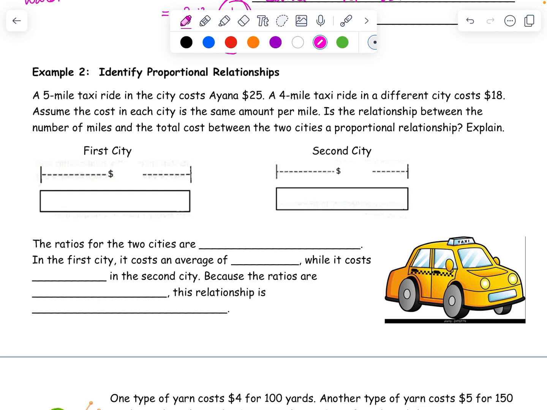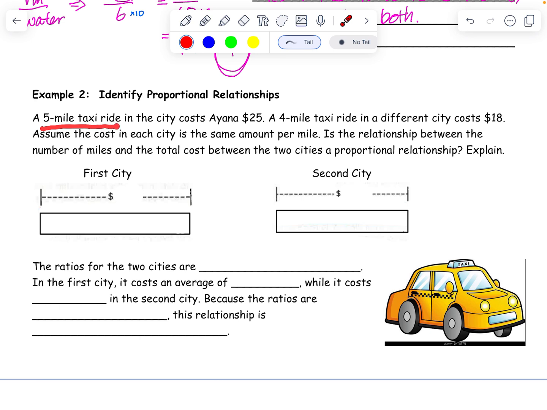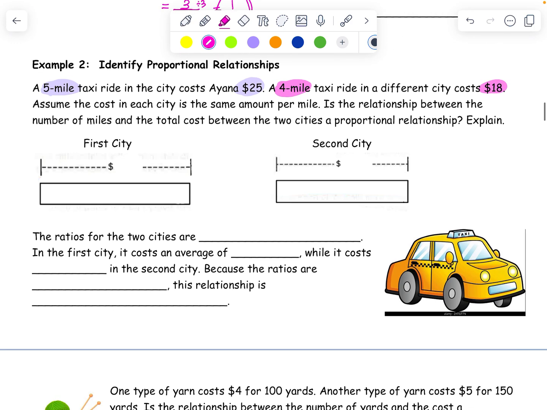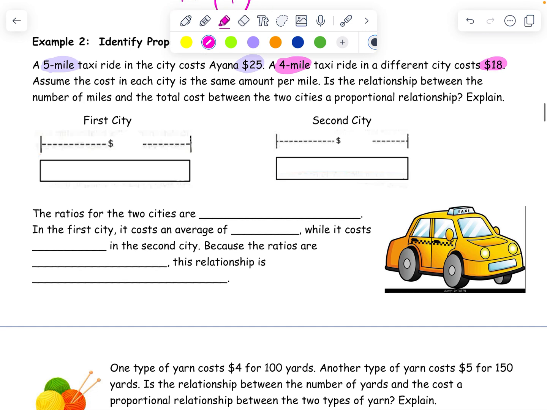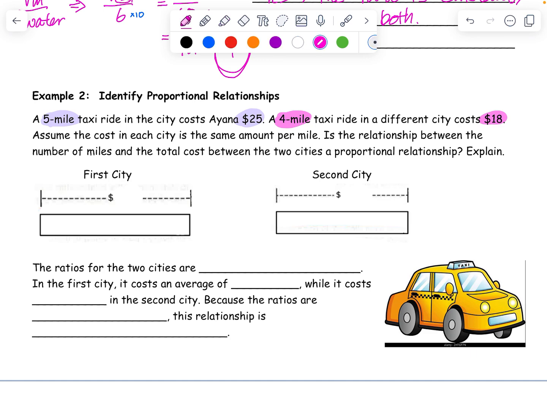Identify proportional relationships. So a 5-mile taxi ride, or you can think of it as an Uber ride, a 5-mile taxi ride in a city costs Ayana $25. Let's look at that. So we got 5 miles, $25. A 4-mile taxi ride in a different city costs $18. Okay, let me actually use a highlighter. 5 miles, $25. And then we got 4 miles, $18. Assume the cost in the city is the same amount per mile. Is the relationship between the number of miles and the cost between the two cities a proportional relationship? So we want to see if these are proportional relationships.